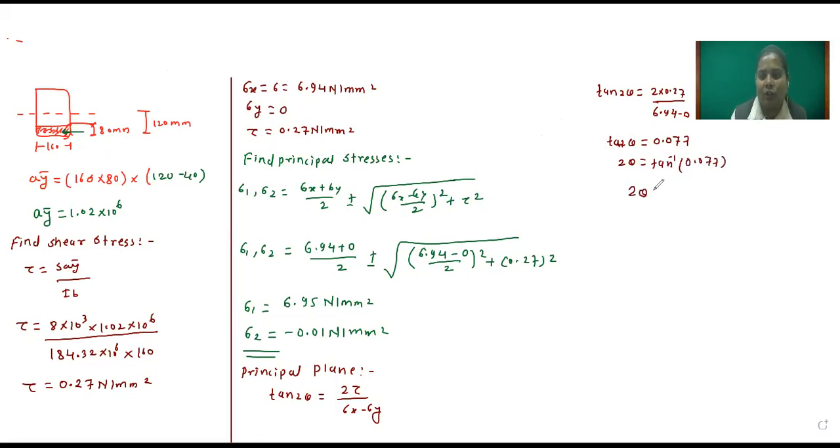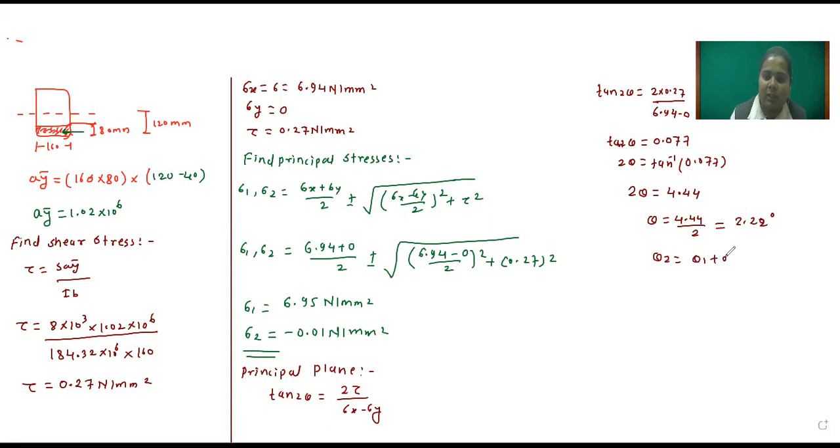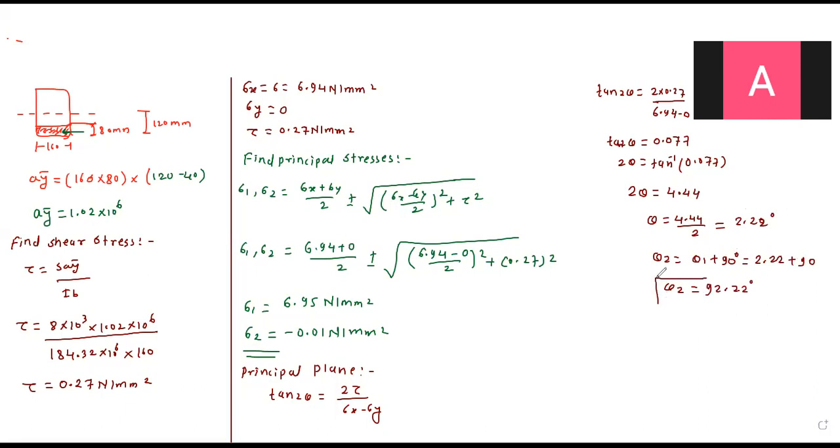So 2 theta is equal to tan inverse of 0.077, which is 4.44 degrees. Sandeep, mute yourself. Theta is equal to 4.44 divided by 2, so theta is 2.22 degrees. And theta 2 is equal to theta 1 plus 90 degrees, which is 2.22 plus 90. Therefore theta 2 is 92.22 degrees. So this is the minor principal plane and this is the major principal plane.